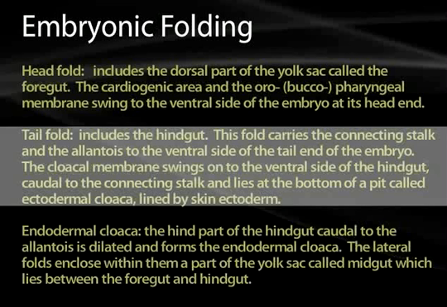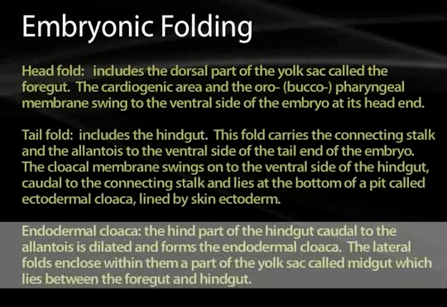This fold will carry the connecting stalk, the allantois, to the ventral side of the tail of the embryo. The cloacal membrane will swing from the dorsal to the ventral side, and the hindgut will start to be formed at this end. And then caudal to the connecting stalk lies the small pit known as the ectodermal cloacal membrane. And this will start to be lined by skin from the ectoderm.